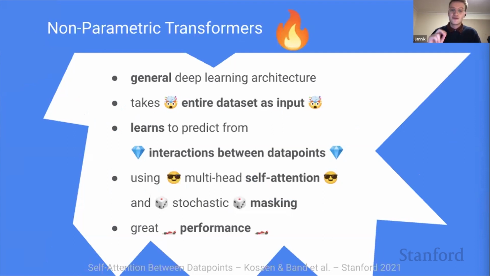And NPTs then, crucially, learn to predict from interactions between data points. To achieve this, we use multi-head self-attention that, as Aidan has introduced us to, has really established itself as a general purpose layer for reasoning. We also take another thing from the NLP community, and we use a stochastic masking mechanism. We use that to tell NPTs where to predict and also to regularize the learning task a bit.